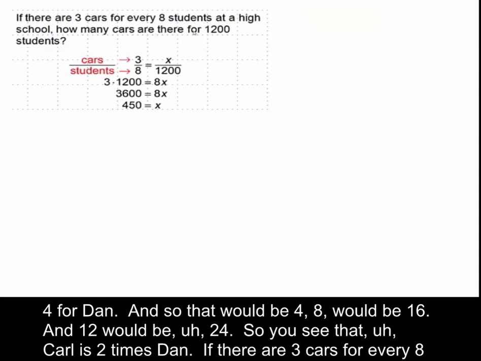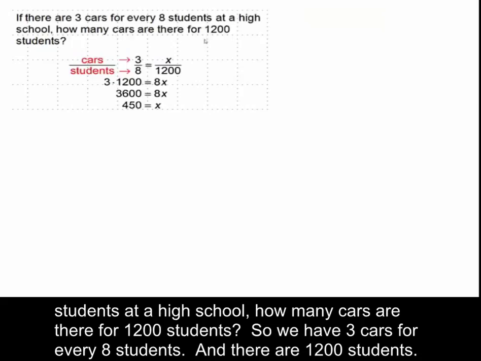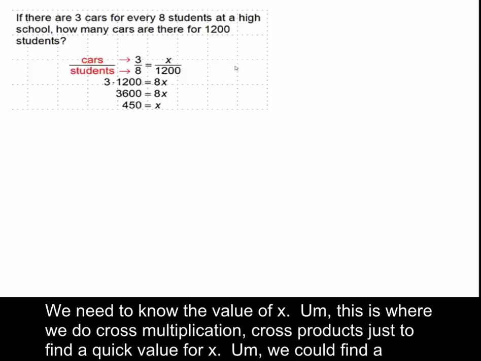If there are 3 cars for every 8 students at a high school, how many cars are there for 1,200 students? So we have 3 cars for every 8 students, and there are 1,200 students. We need to know the value of x. This is where we do cross multiplication, cross products, just to find a quick value for x.